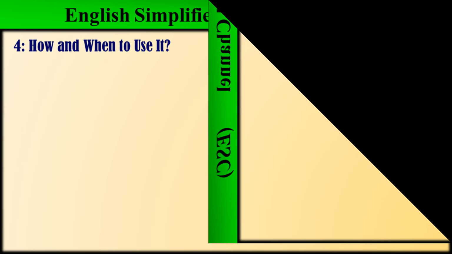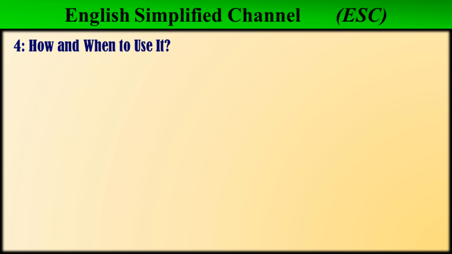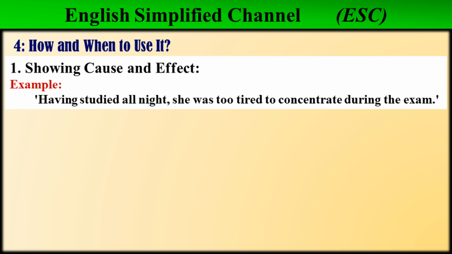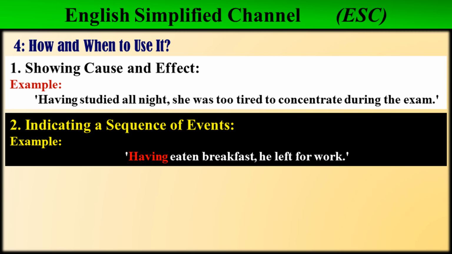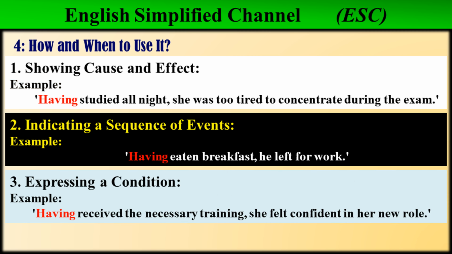Section 4. How and when to use it. Now let's talk about when you should use "having" this way. It's perfect for 1. Showing cause and effect. Example: "Having studied all night, she was too tired to concentrate during the exam." 2. Indicating a sequence of events. Example: "Having eaten breakfast, he left for work." 3. Expressing a condition. Example: "Having received the necessary training, she felt confident in her new role." Notice how the "having" clause gives us background information before introducing the main idea.